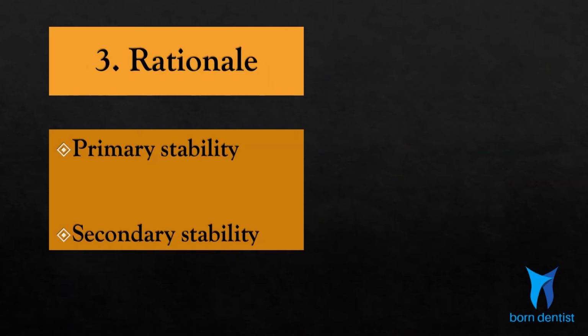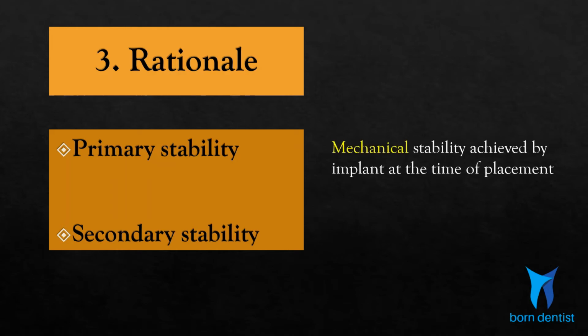But in order to apply these concepts, one needs to have thorough knowledge about these terms called primary and secondary stability. Primary stability refers to mechanical stability or retention achieved by the implant at the time of placement. That means when we prepare the osteotomy for implant placement, we purposefully prepare the osteotomy site at least 0.5 millimeters smaller in diameter than the actual diameter of the implant. This results in the implant being squeezed into the bone during placement, with the sharp threads engaging the bone, giving a stability which we call primary stability.